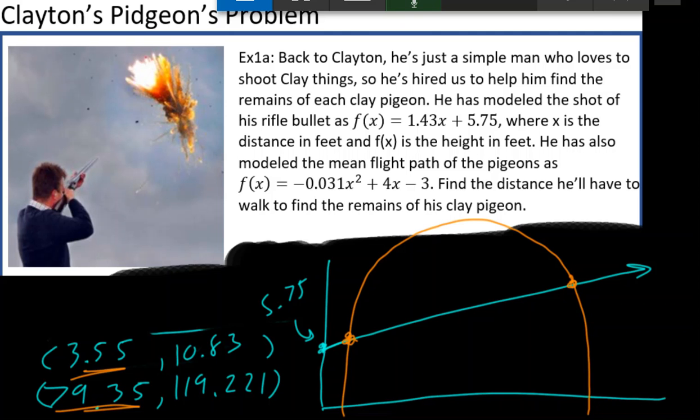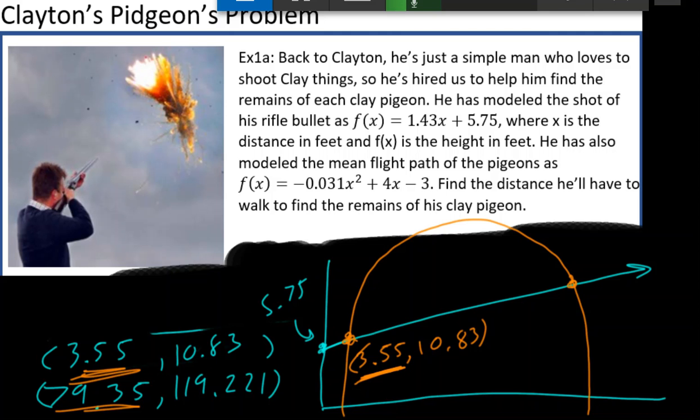So if he has the fastest reflexes in the world, and I say that because 3.55 means that this clay pigeon is 3.55 feet away from him when he gets his first chance to shoot it. It seems pretty unrealistic that he would be able to shoot it that fast. Remember, bullets travel at the speed of about 1,200 to 2,200 feet per second. So having the mental ability to hit something 3 feet away would be pretty insane.